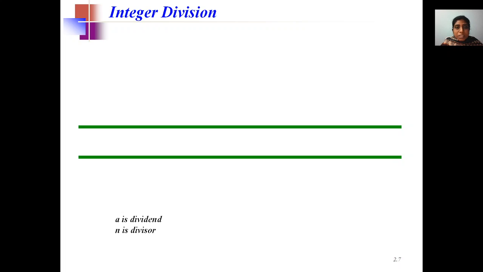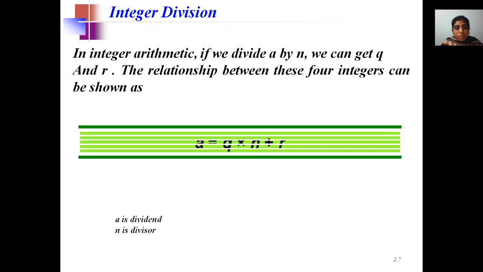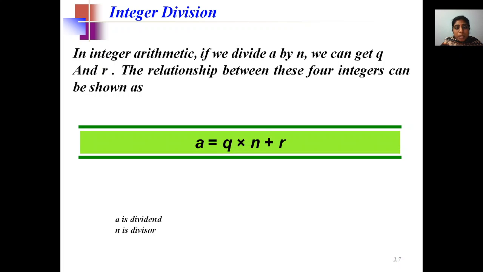Then coming to integer division, as you know, whenever we divide a by n, we get q and r. Whenever any number is divided by a particular divisor, we get the quotient as well as the remainder. This relation between the four integers can be shown as a equals qn plus r, where a represents the dividend, q the quotient, n the divisor and r the remainder.